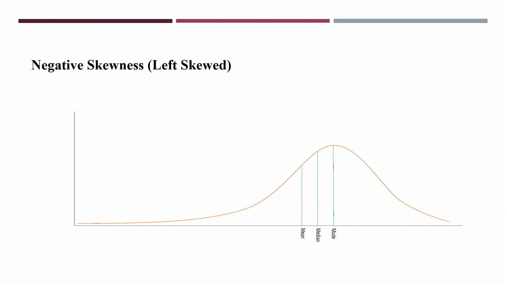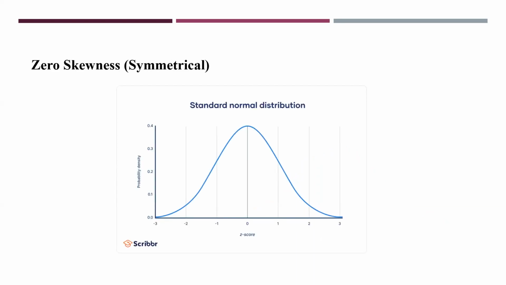Then there comes negative skewness, which you can call left skewed. In a negatively skewed distribution, the tail on the left hand side, the smaller values, is longer or fatter than the right hand side, the larger values. This indicates that most of the data points are concentrated on the right side of the distribution, and there are relatively few very small values on the left side. For example, exam scores of a relatively easy test where most students score high but a few students score very low.